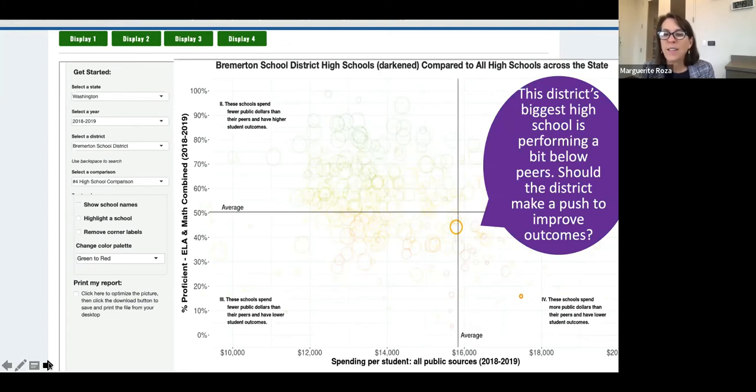Yes, display 4 looks solely at high schools in a single district and compares them to all high schools in the state. Yes, Sarah, that's exactly right. And we actually landed on these visualizations from going through all these pilot groups, because we could overwhelm people with different data. This seemed to be some of the highest value displays for them that they could take and work on now.